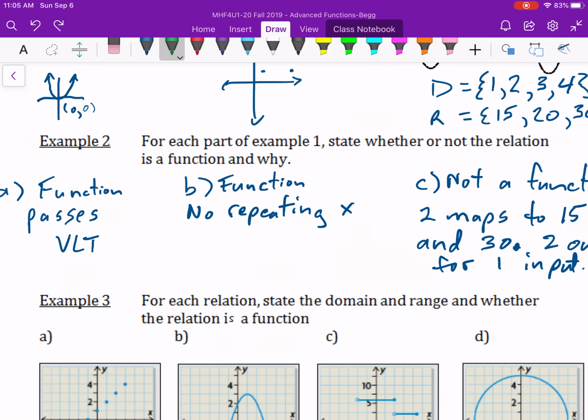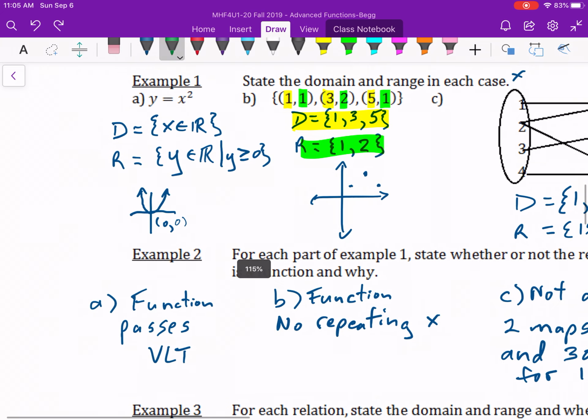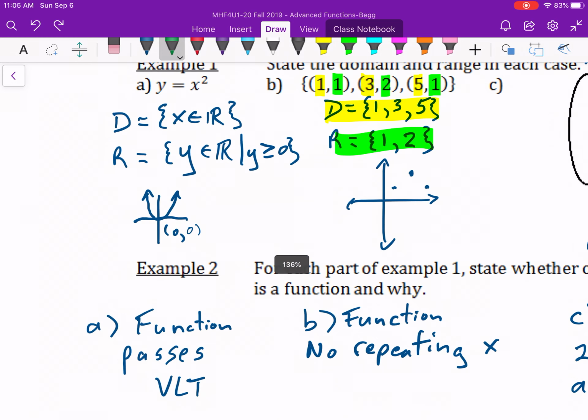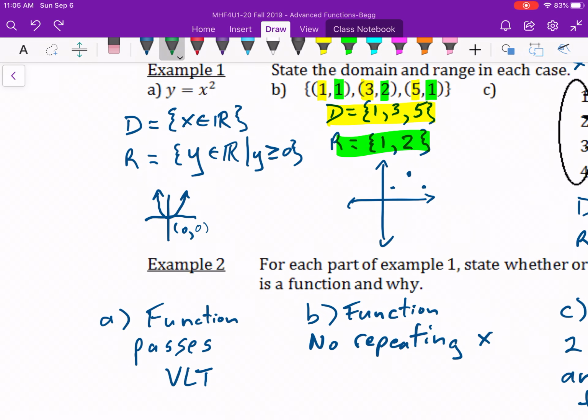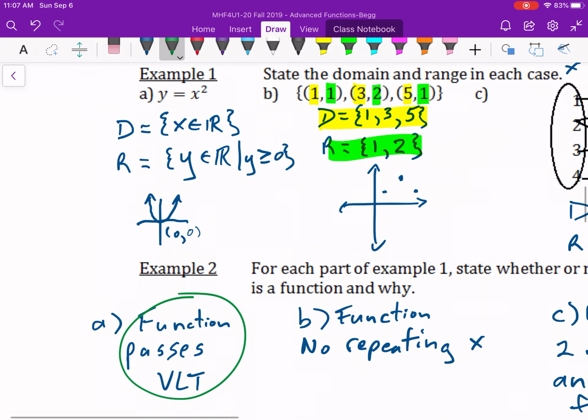For each part of example 1, state whether or not the relation is a function and why. Well, the first one is a function. The easiest way to tell, again going back to this, is just deciding whether or not it would pass the vertical line test. We can see that right there.